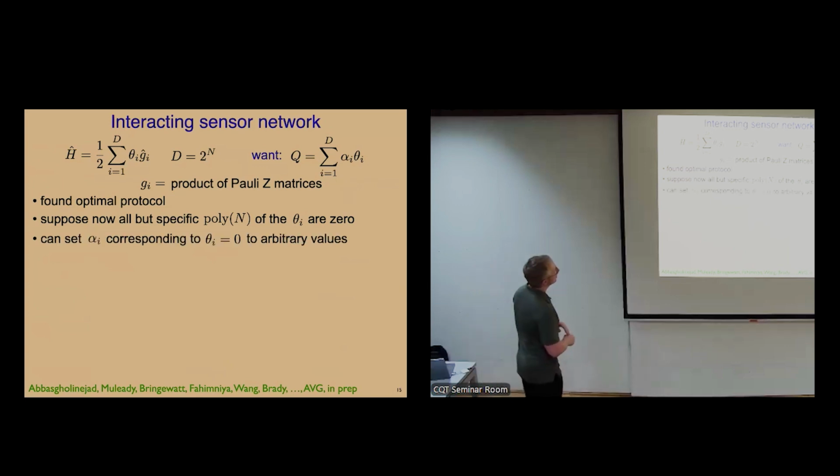Okay? So this means that if I know that some of the thetas are 0, I can set the corresponding alphas to arbitrary values because I know they multiply 0.